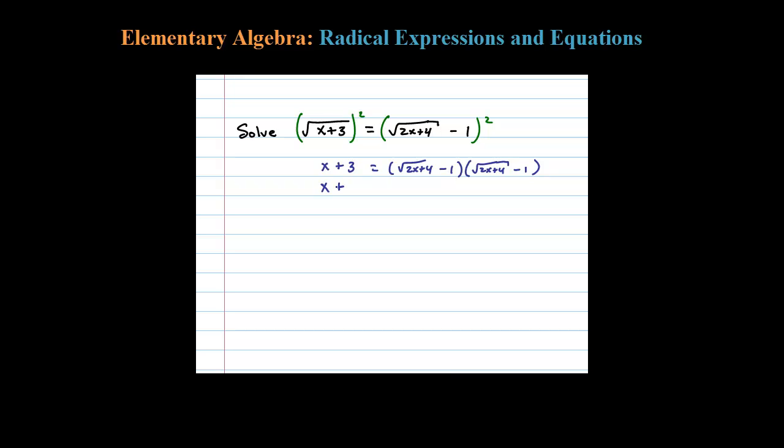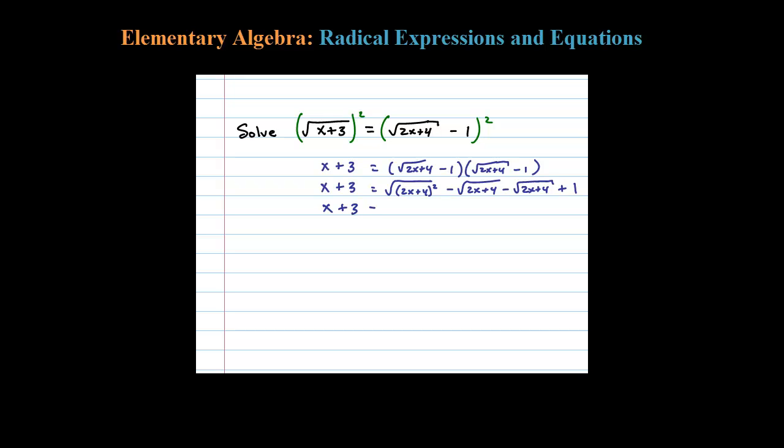And to do that, we're going to have to distribute, okay? So the square root times the square root is equal to the square root of that argument squared. Okay, that square root times minus 1 is minus the square root. Negative 1 times that square root is minus the square root. And then negative 1 times negative 1 is plus 1.